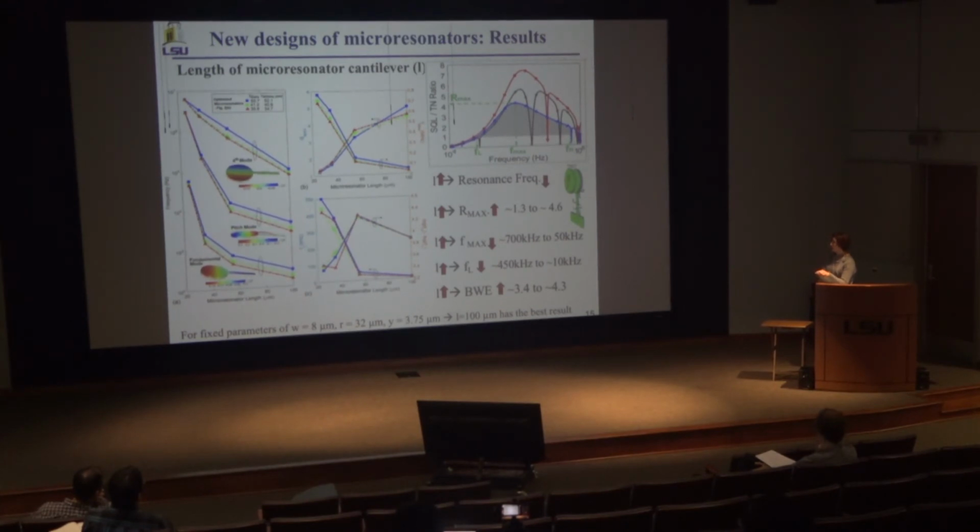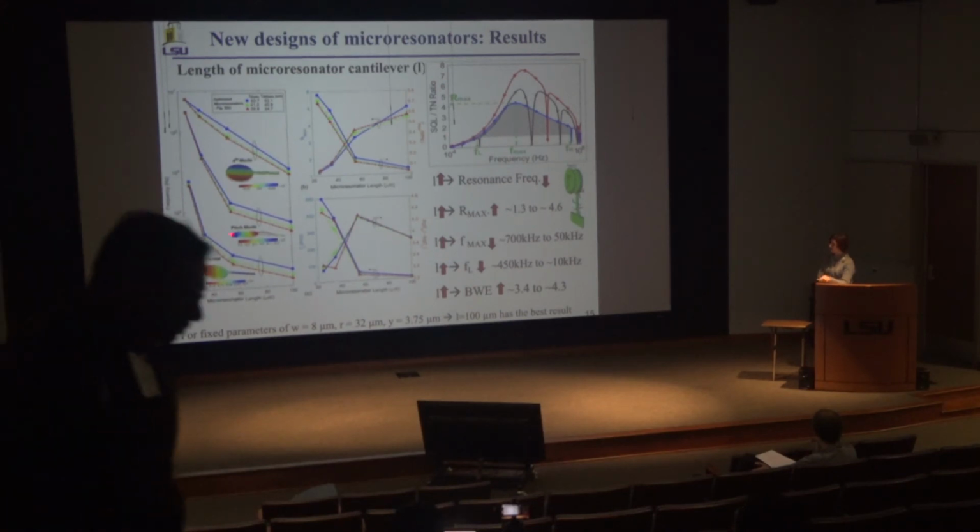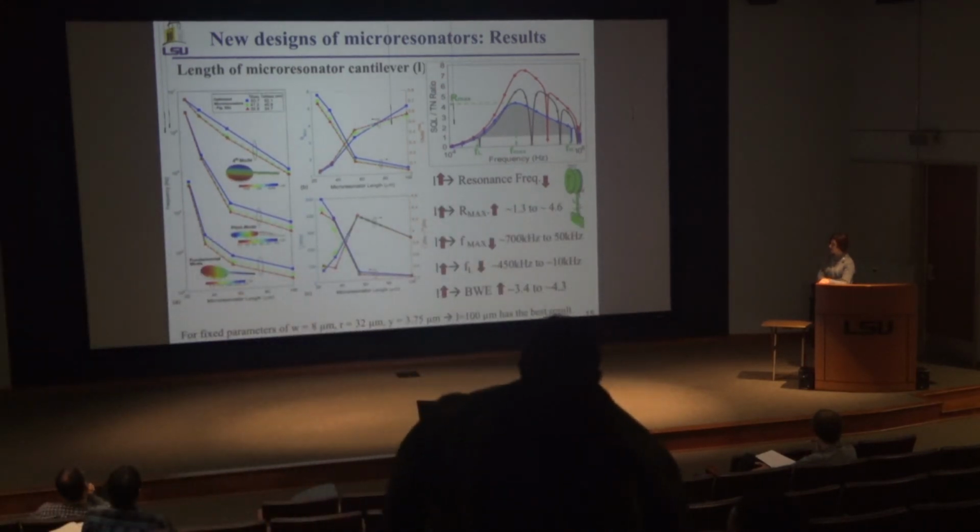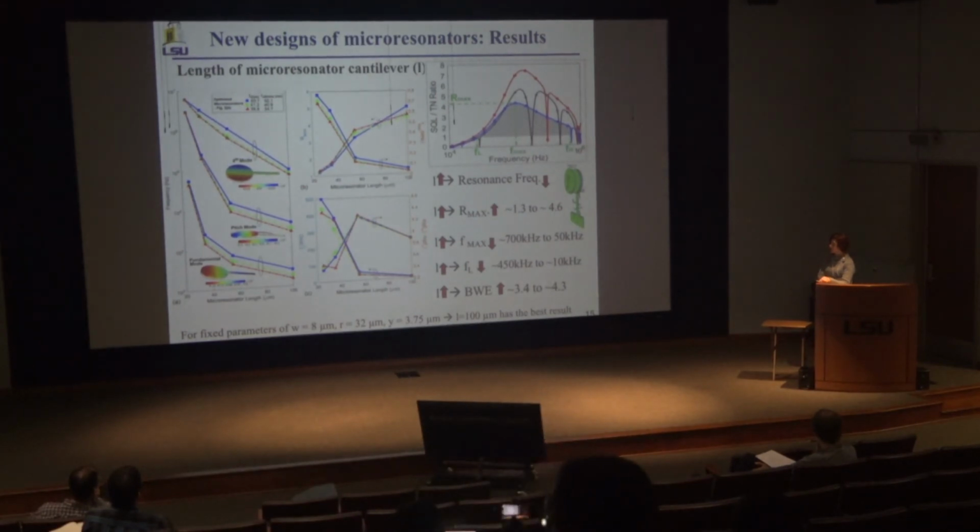Because when I change the thickness, it means the previous design of the length is not good for our design now. So if you do a study over the length, here you can see this way is frequency, this way is the length of the microresonator. You can see that by increasing the length of the microresonator, the modes are decreasing, which is what we want.